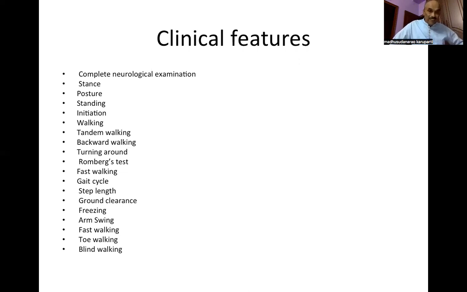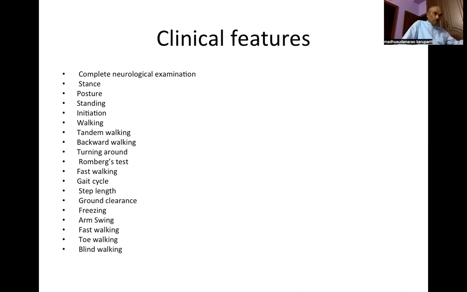Examine for Romberg's test in order to understand the integrity of the ocular functions and the proprioception especially. And look at the gait cycle. Is it frequent, high velocity or low velocity? And you look for the step length and ground clearance of the foot. Is he freezing with regard to gait? Look at the arm swing, which is diminished in hypokinetic individuals with Parkinson's disease.